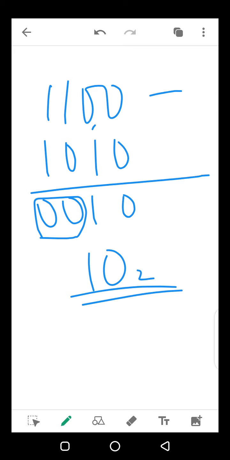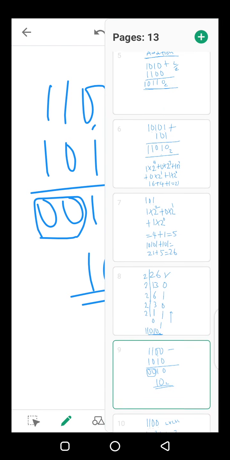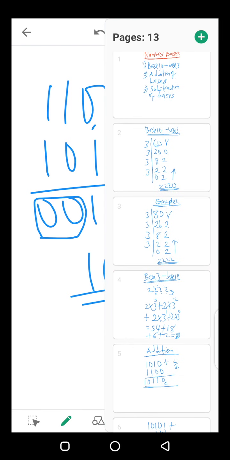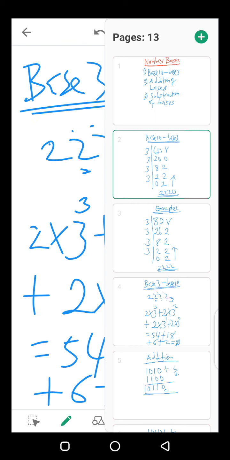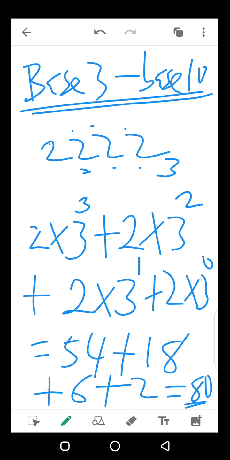So this is how to convert from base 10 to other bases, and how to do addition, and then how to do subtraction in other bases. Alright, and now how to convert from base 3 to base 10. We have discussed all this.